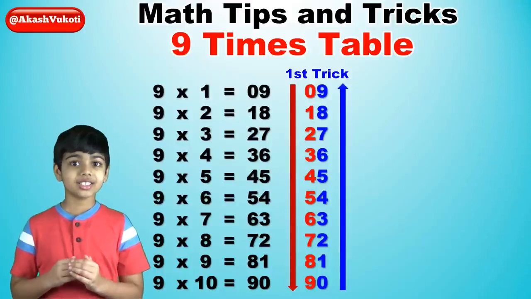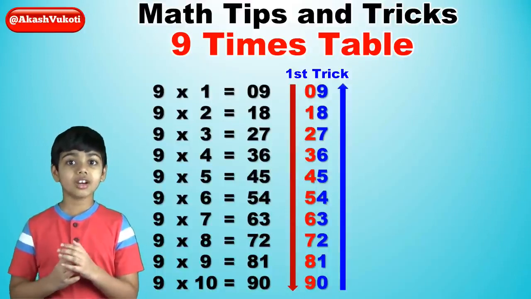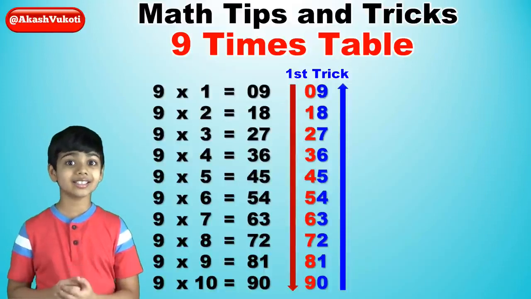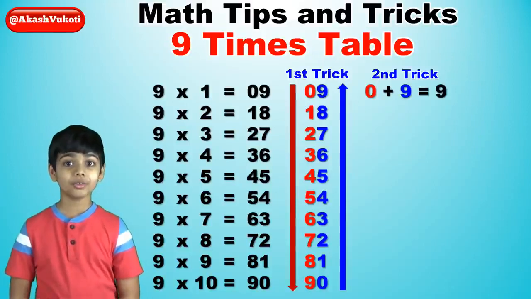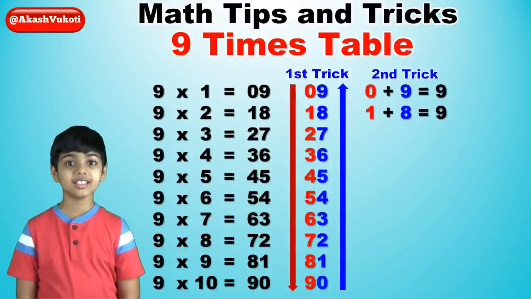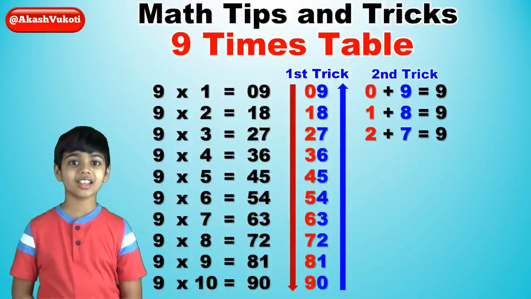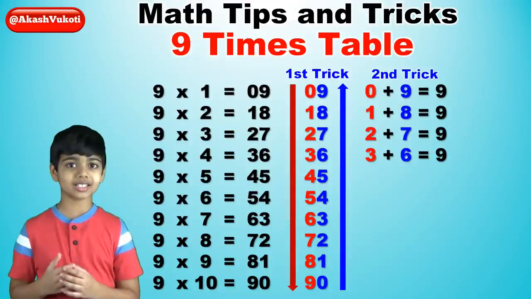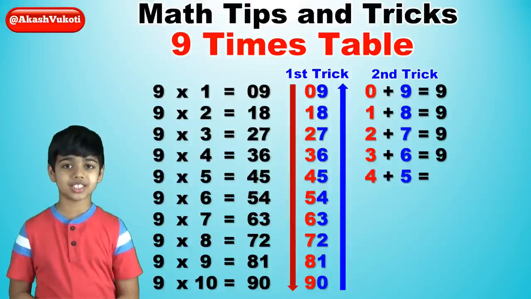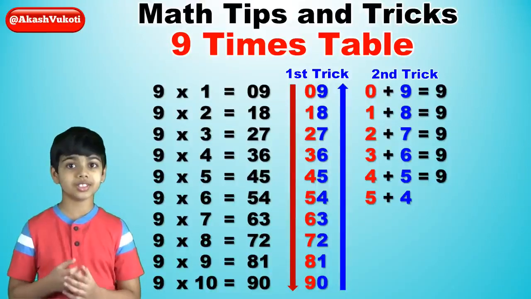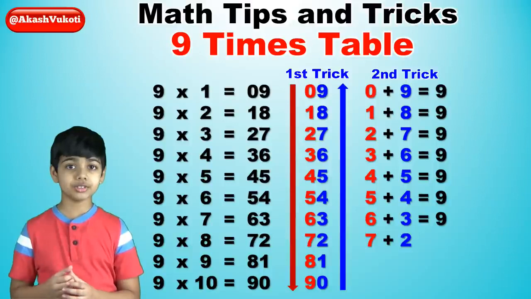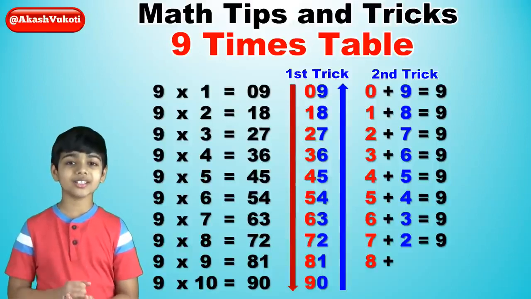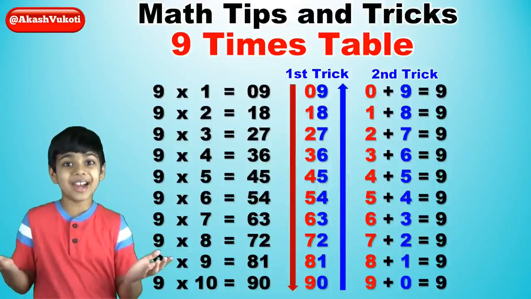The second trick is that the sum of the digits of each answer is 9. So, as you can see here, 0 plus 9 is 9, 1 plus 8 is 9, 2 plus 7 is 9, 3 plus 6 is 9, 4 plus 5 is 9, 5 plus 4 is 9, 6 plus 3 is 9, 7 plus 2 is 9, 8 plus 1 is 9, and finally 9 plus 0 is, well, 9.